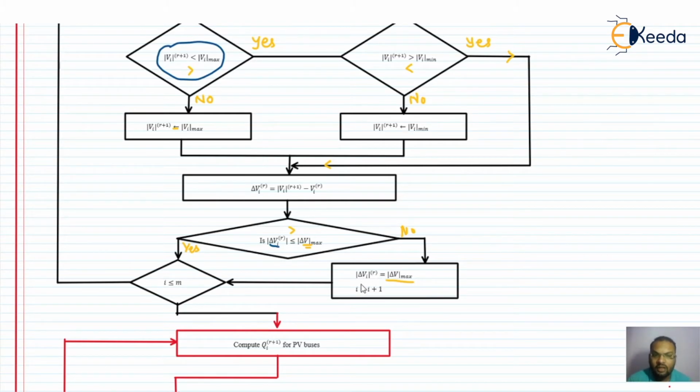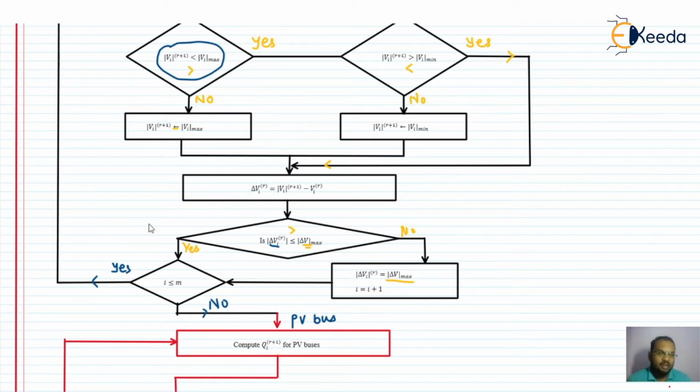Then after that increase the bus count. Whereas if this condition holds true here, then you check whether i is smaller than or equal to m. Why? Because of course the number of PQ buses will be there, so this is nothing but checking, do I still have any PQ bus. If it is yes, then we'll go this way. If it is no, then we'll go for the PV bus.